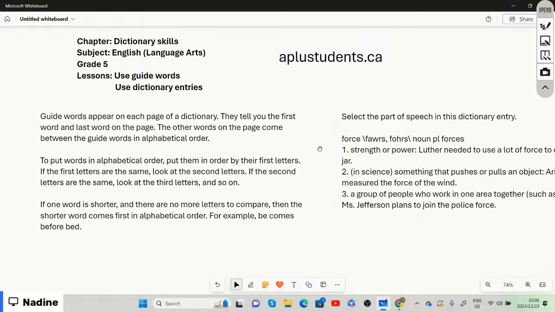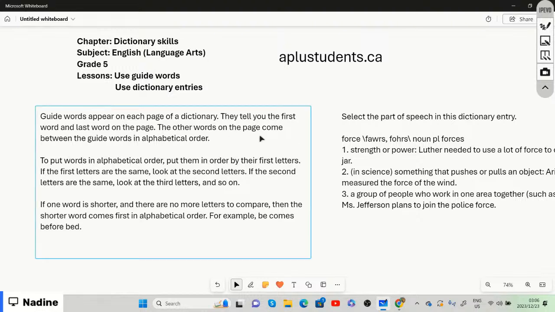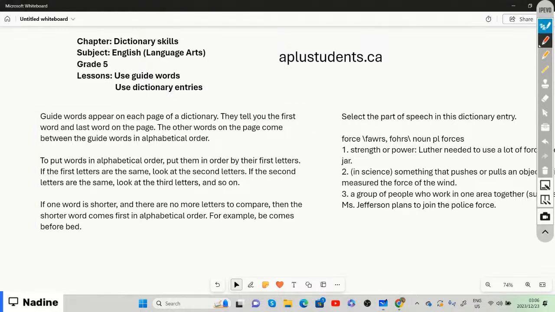All right, so when it comes to dictionary skills, we also have guide words. Guide words appear on each page of a dictionary. So the guide words appear on each page of the dictionary. It will basically tell you the first word on that page, and it will also tell you the last word on the page.